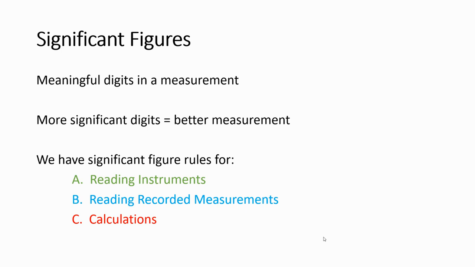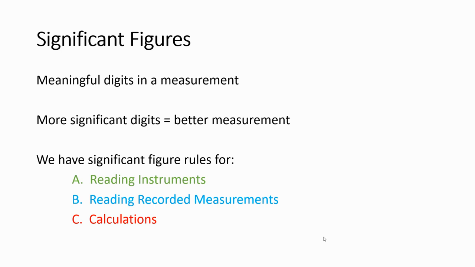of our measurements. And the way that we do that is by looking at a set of rules known as the significant figure rules that help us determine which digits are actually meaningful in a measurement and which ones are not. Significant figures really could be defined that way. It's the meaningful digits in a measurement. And when you have a measurement that has many significant digits, the quality of that measurement is deemed to be better than one that has fewer significant digits.